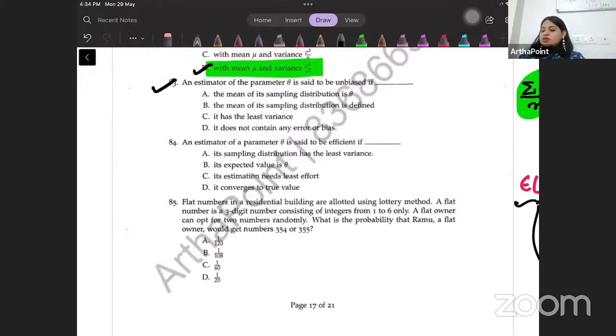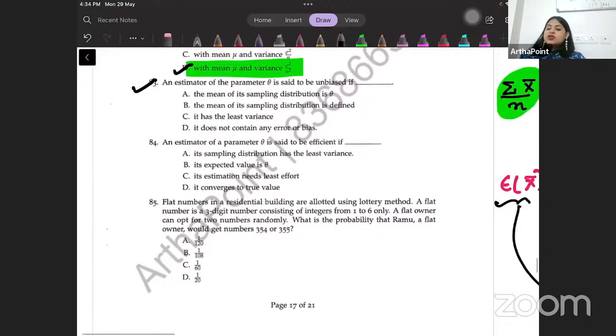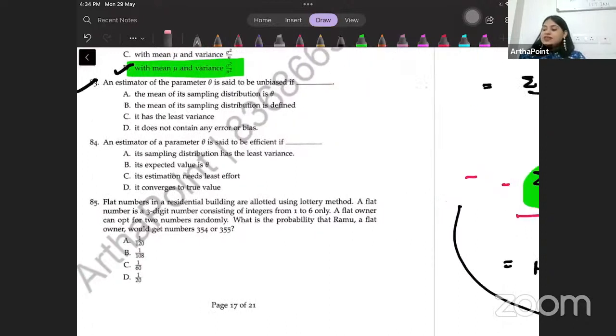An estimator of a parameter theta is said to be unbiased if its mean is equal to the mean of the sampling distribution. So the answer to this question should be A, if the mean of the sampling distribution is theta. Right? Come to the next one.